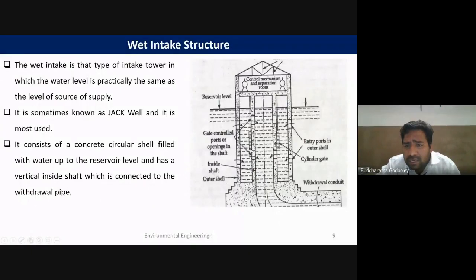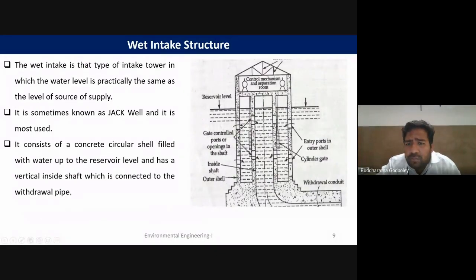आप ये देखिए यहाँ पे आपका एक गेट भी दिया गया है. Cylinder gate is provided over here. This is the entry ports in the outer shell. This is your entry port in the outer shell. This is the reservoir level. Okay. Again, gate control ports are opening in the shaft.